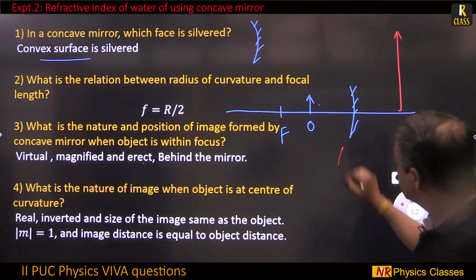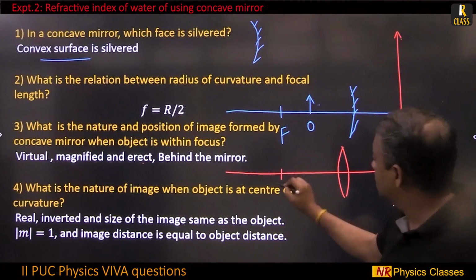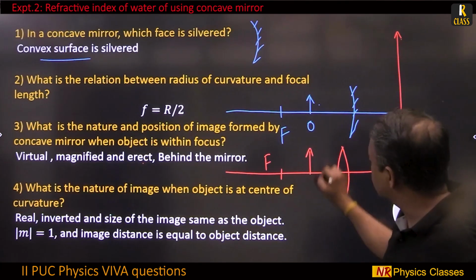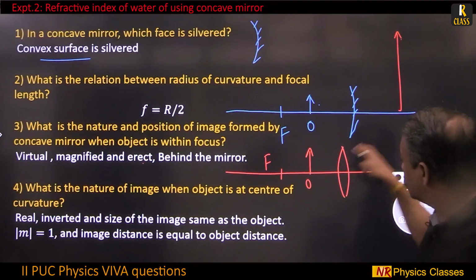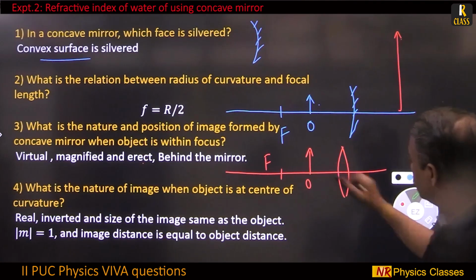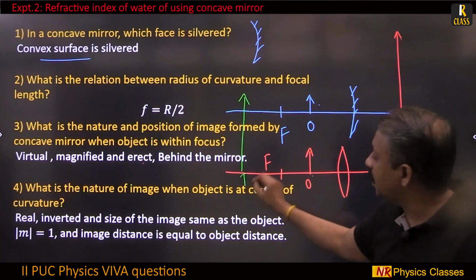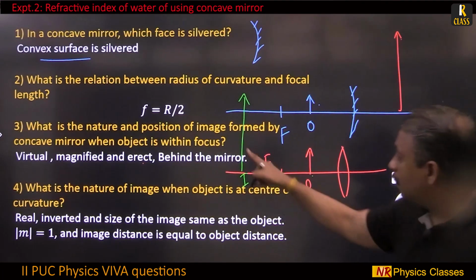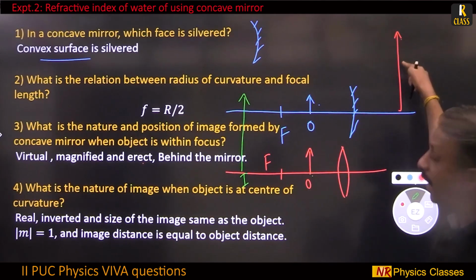And this is same as image produced by a convex lens when object is within the focus. What's the job of lens? It should give image on the other side. Since it is virtual, we get it on the same side. Object, and this is the image. Virtual, erect, magnified.